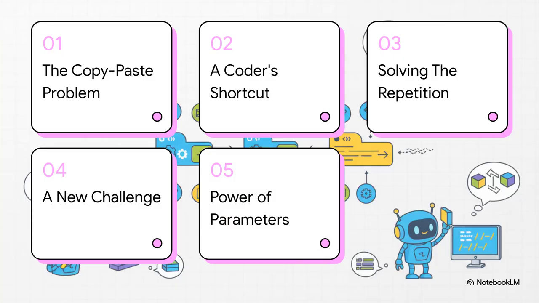So here's our game plan. First, we'll shine a light on a classic coding headache, the copy-paste problem. Then, we'll introduce the hero of our story, the procedure, and see how it helps us clean up that mess. But wait, there's more. We're going to hit a little snag, which will lead us to the real power tool in our toolkit, parameters. All right, let's get into it.